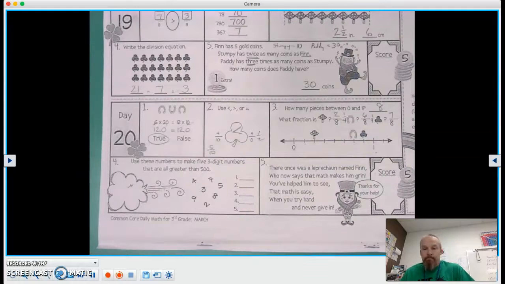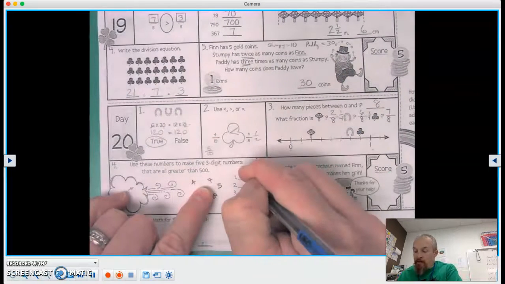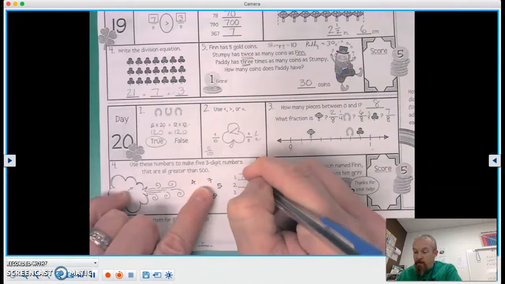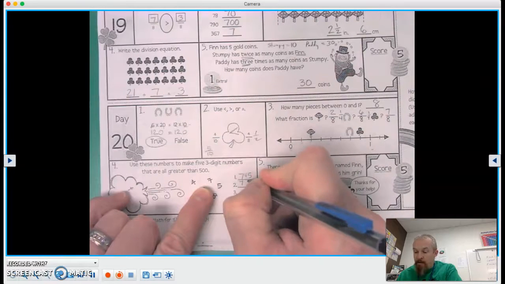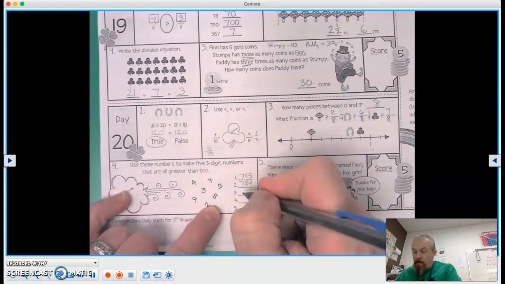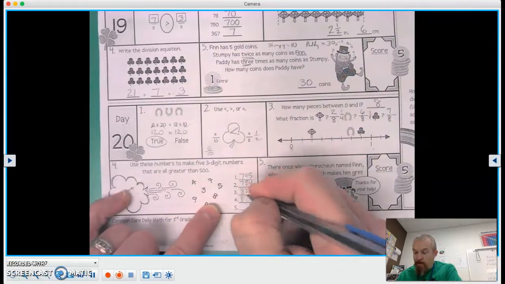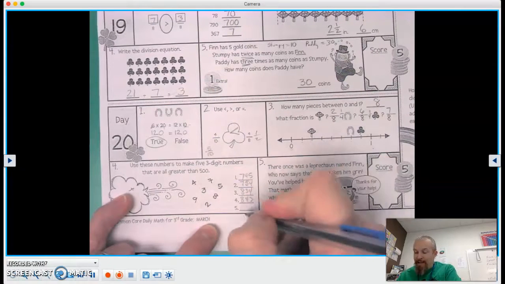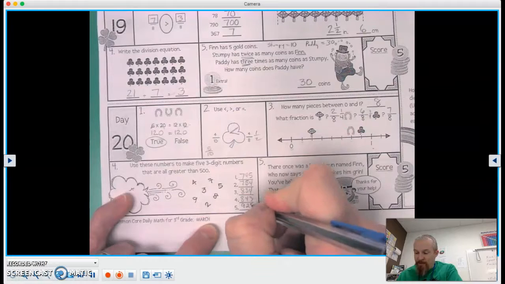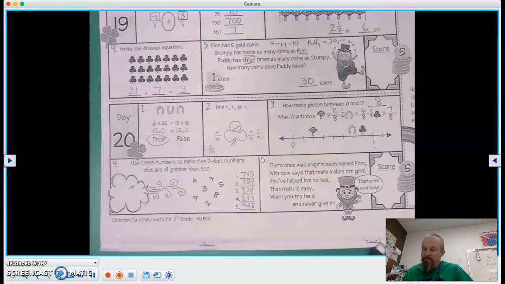Number 4. Use these numbers to make 5 3-digit numbers that are all greater than 500. So we can go 745, 754, 834, 843, 928. All right. They're all bigger than 500, and they're all 3-digit numbers.